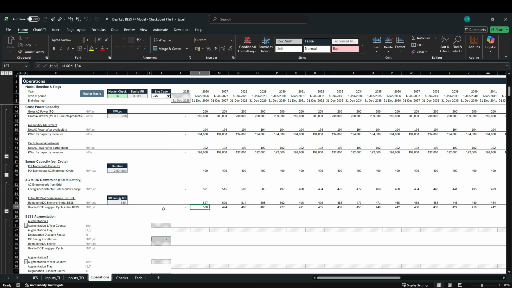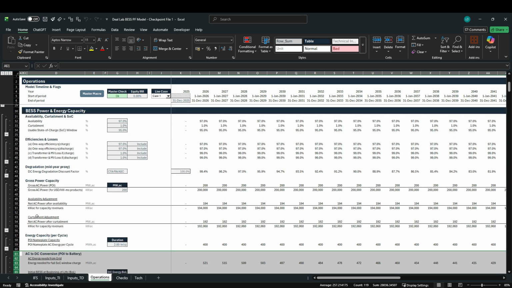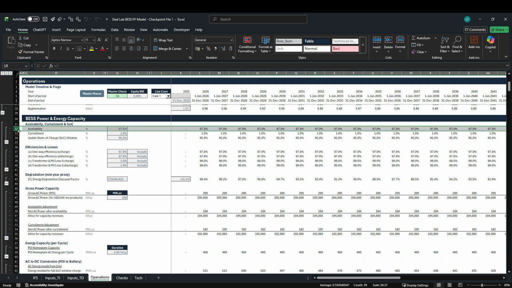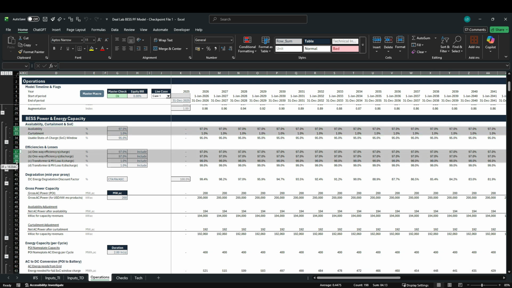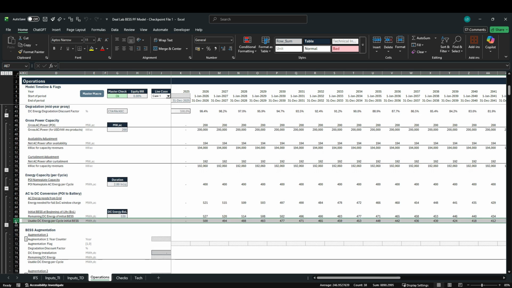Welcome back to where we left off in the previous lesson. If you're new to this series, I recommend starting with Deal Lab Part 1, where you can download the model start file for free and build everything step by step alongside me. In the last lesson, we built the first half of the capacity logic, from AC at the grid down to usable DC energy in the battery. We accounted for availability, curtailment, efficiencies, and degradation, and we ended with total usable DC energy per cycle.